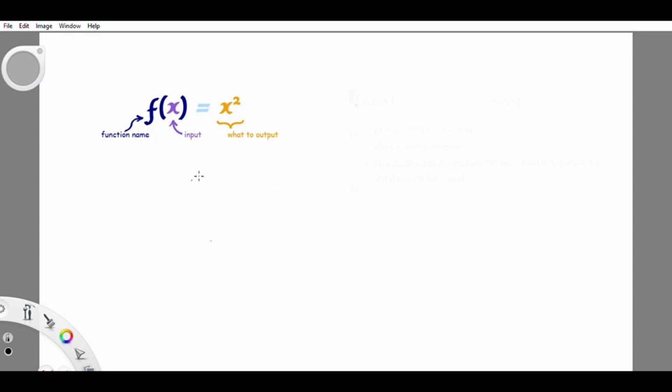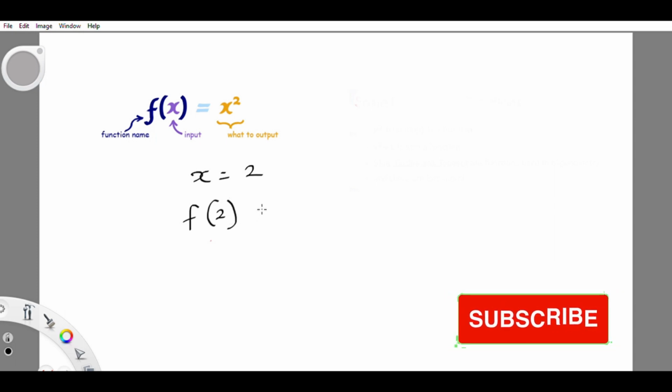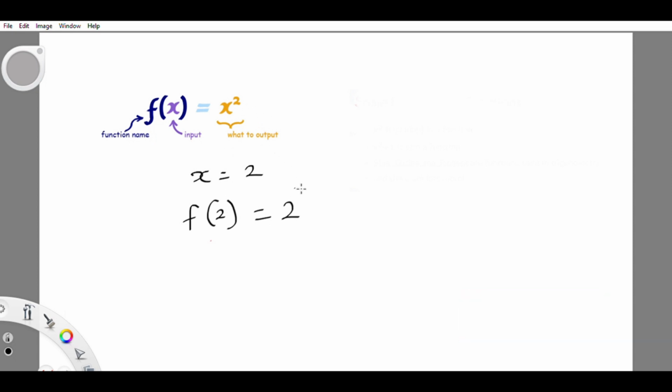For example, if x is 2, so our f of 2 is equal to x squared. So I replace x with 2, so we now have 2 squared. So what is 2 squared? 2 squared is 2 times 2. That gives us 4. So f of 2 is 4. So therefore 4 is our output. So this means that the input is related to the output. So we can say 2 is related to 4. So the 2 is the input and 4 is the output.